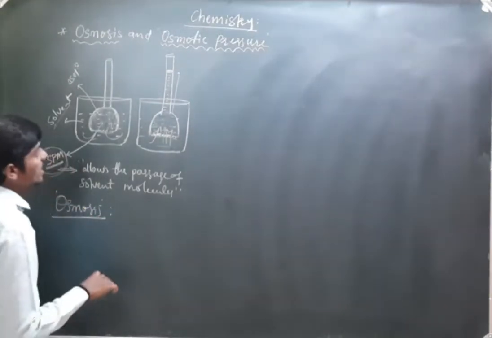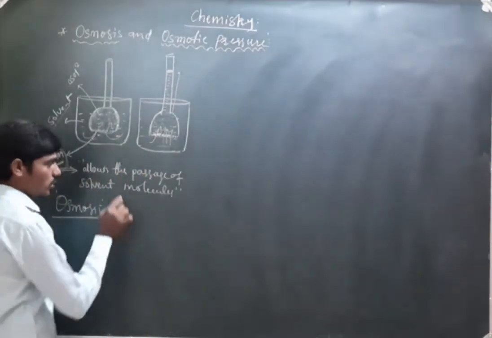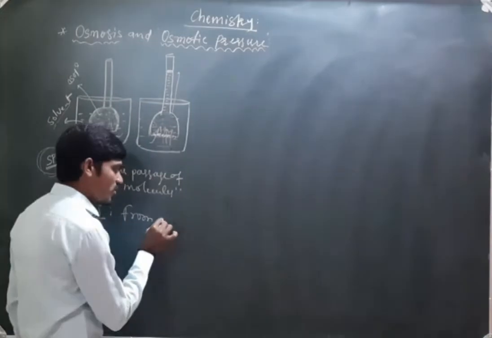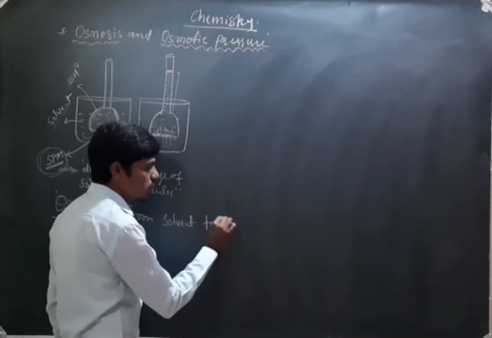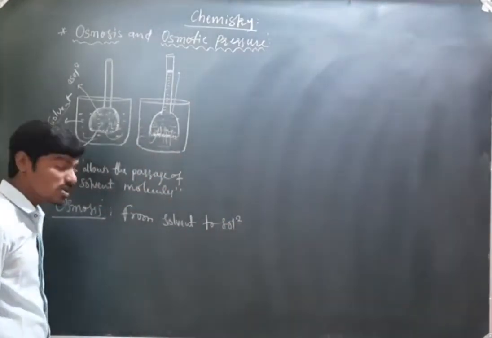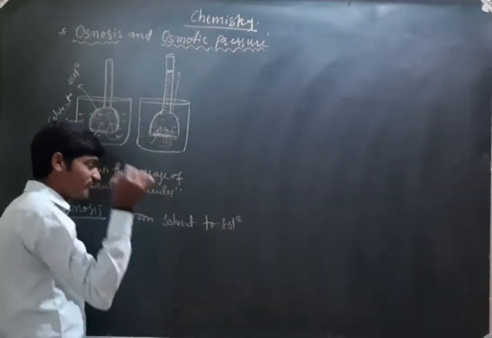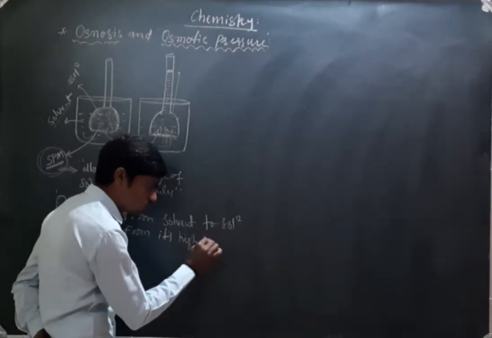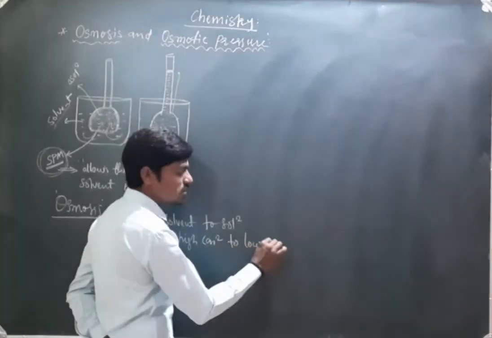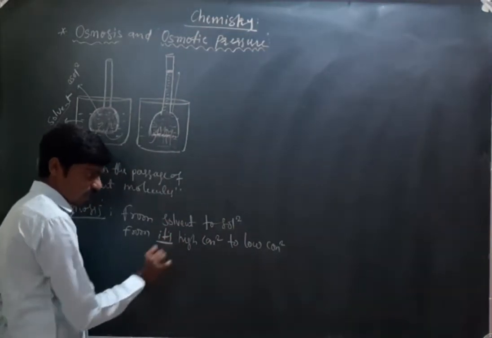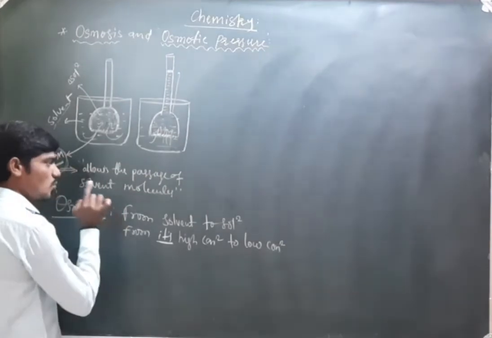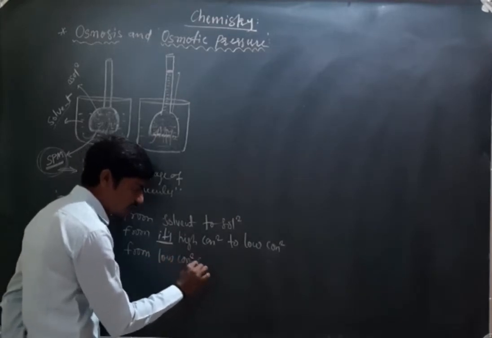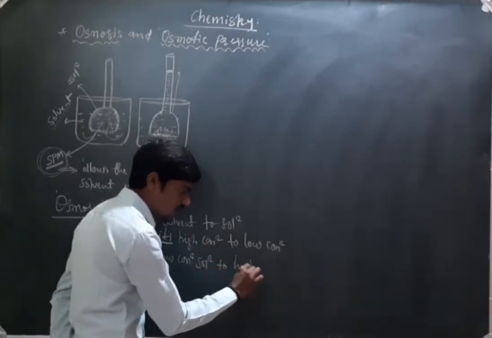Osmosis can be defined as the process of movement of solvent molecules from solvent to solution, or in other words, the movement of solvent molecules from its high concentration to low concentration, or we can say the movement of solvent molecules takes place from low concentrated solution to high concentrated solution.